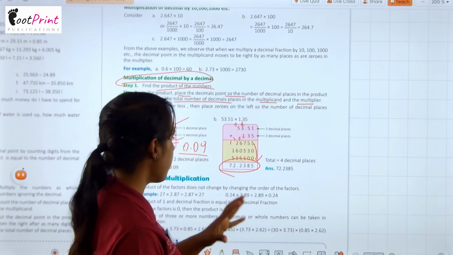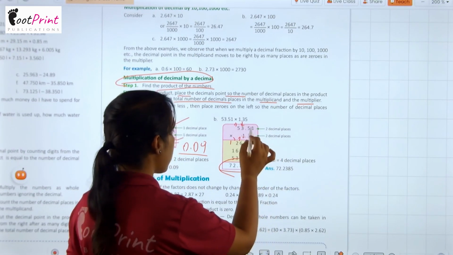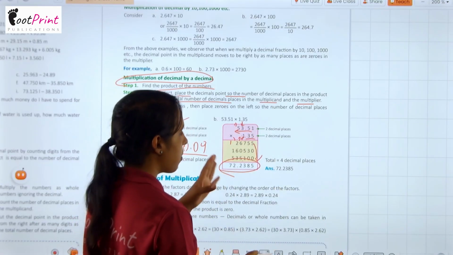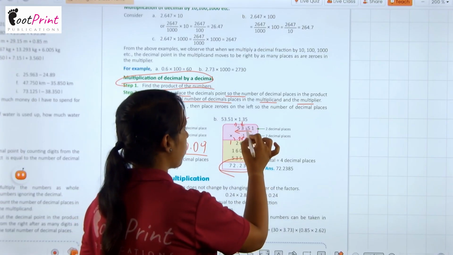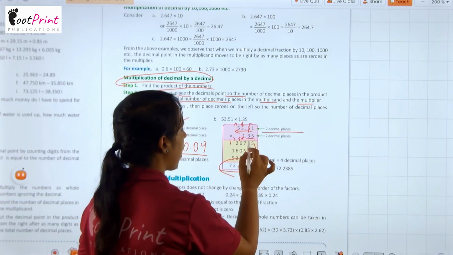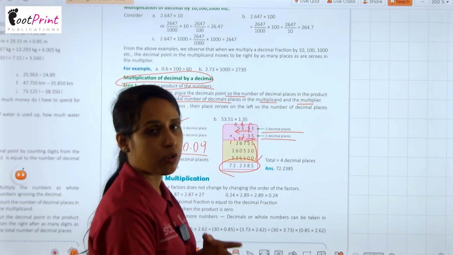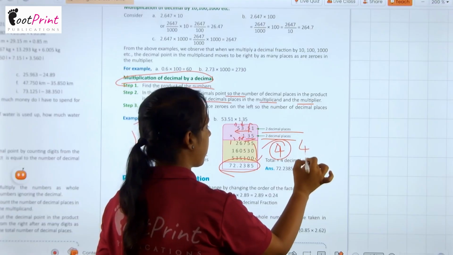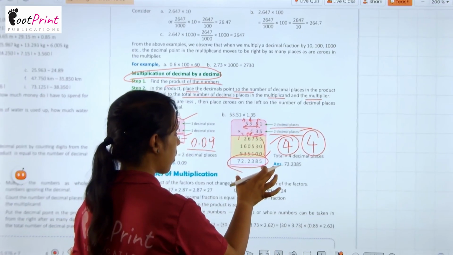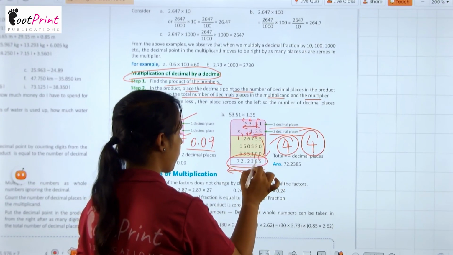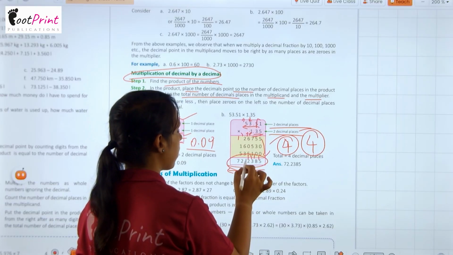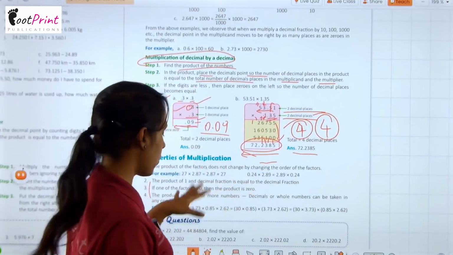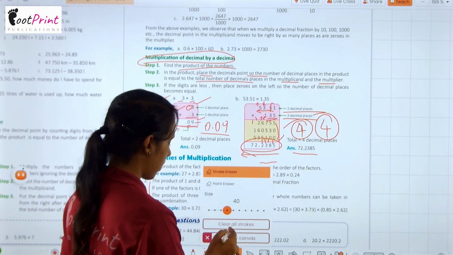Now we have to put the decimal. And how do we put it? We count the decimal places in the multiplicand and multiplier both. So here 2 decimal places, and in this also 2 decimal places. So total places are 4. So we count here right to left 4 digits: 1, 2, 3 and 4. Now we put the decimal here. So we get 72.2385. Okay, so in this way you can solve these questions.